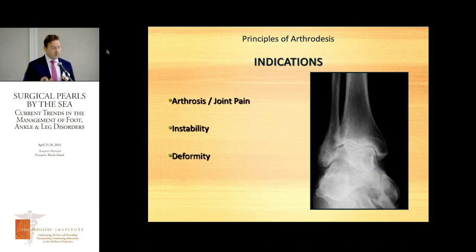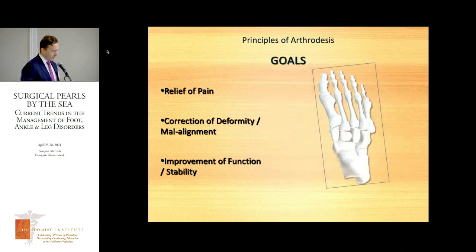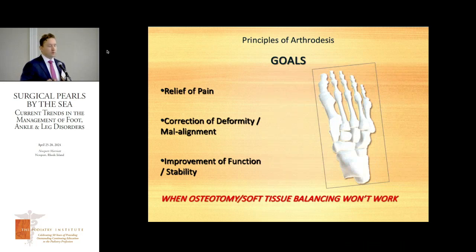Indications for arthrodesis: obviously, joint pain, arthritis, instability at a joint, and of course, correcting deformity. Our goals are relieving pain, correcting any deformity or malalignment of the joint, and improving on a patient's instability or any underlying deformity. This is usually used when an osteotomy or soft tissue balancing won't work, and it's not going to be enough to correct the patient's problem.